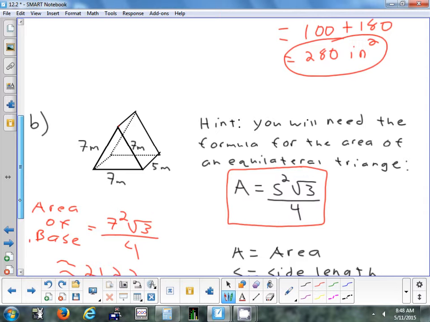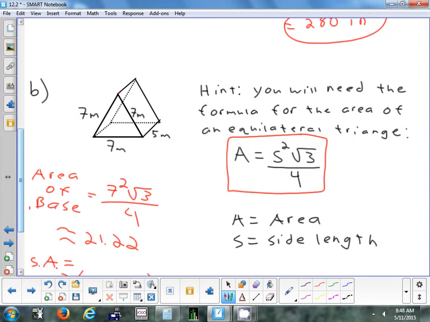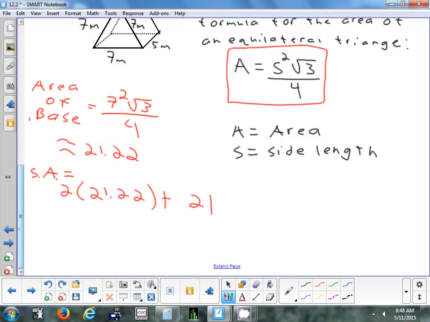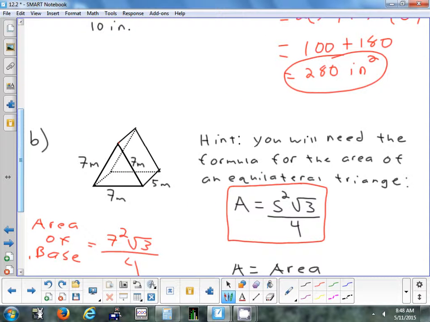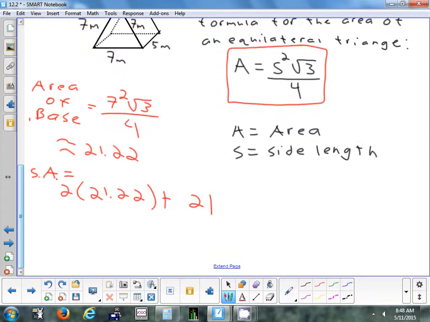So we'll take our perimeter of our base, which is 7, 7, and 7, times the height, which is the distance between the bases. This formula will work for any prism shape. It won't work for a cone. It won't work for a pyramid.